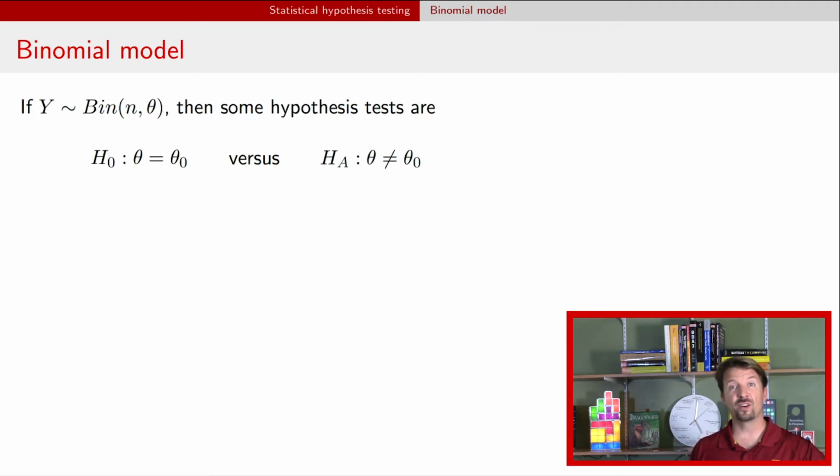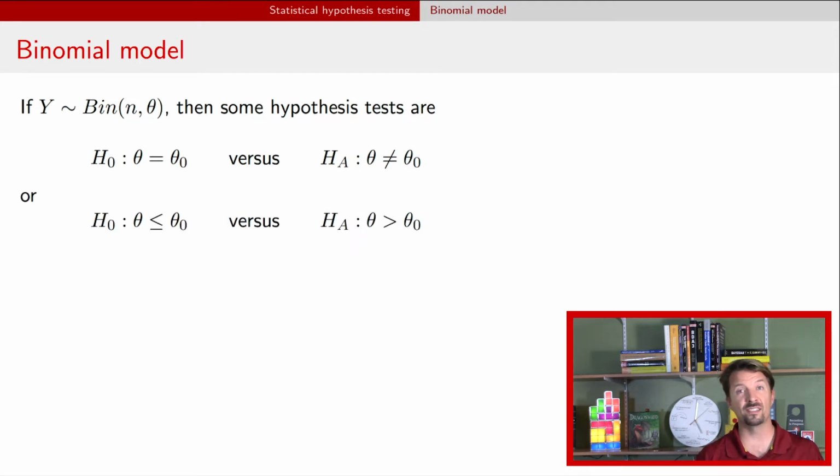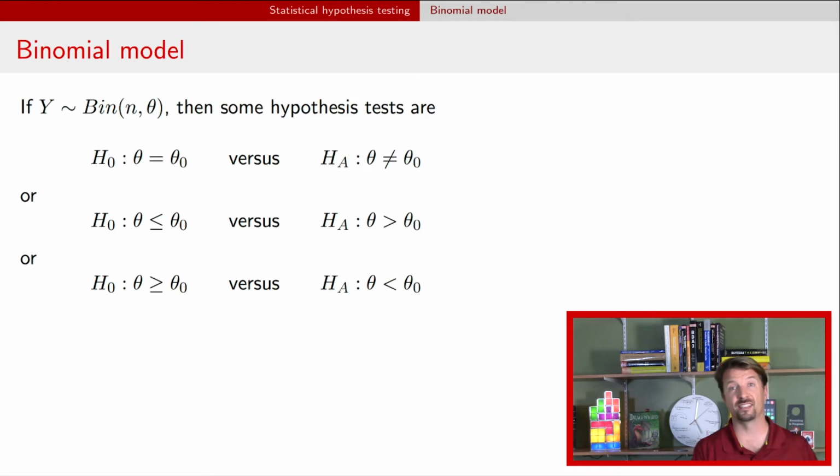This is called a two-sided hypothesis, but we can also construct one-sided hypotheses, and these basically say that there's a directionality in these two hypotheses. So we could say that the null hypothesis says that the probability of success is less than some particular value, theta naught, and the alternative being the opposite, saying that it's greater than. Or we could go the other direction and say that the null is that it's greater than, and the alternative is that it's less than.